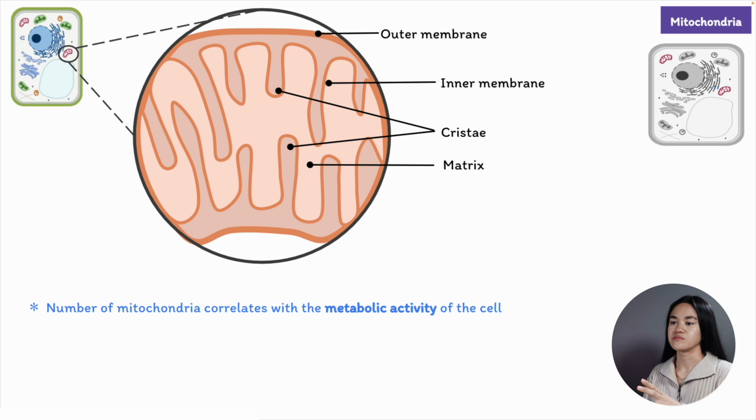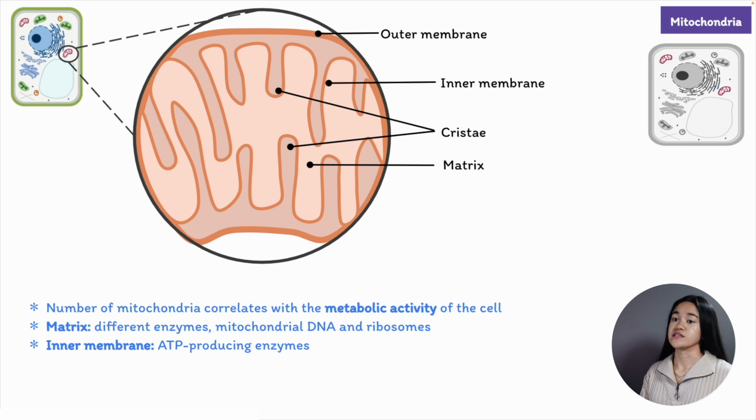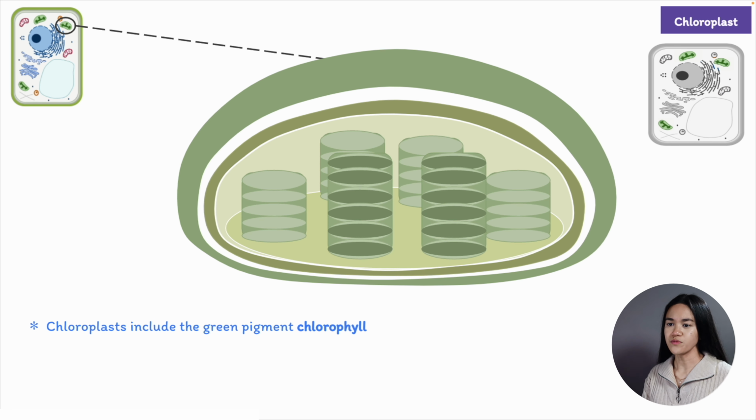Many different enzymes, as well as mitochondrial DNA and ribosomes, are found in the matrix. Some of the processes of cellular respiration are catalyzed by enzymes in the matrix. And other proteins involved in respiration, such as the ATP-producing enzyme, are embedded in the inner membrane. Okay, let's now take a look at chloroplasts.